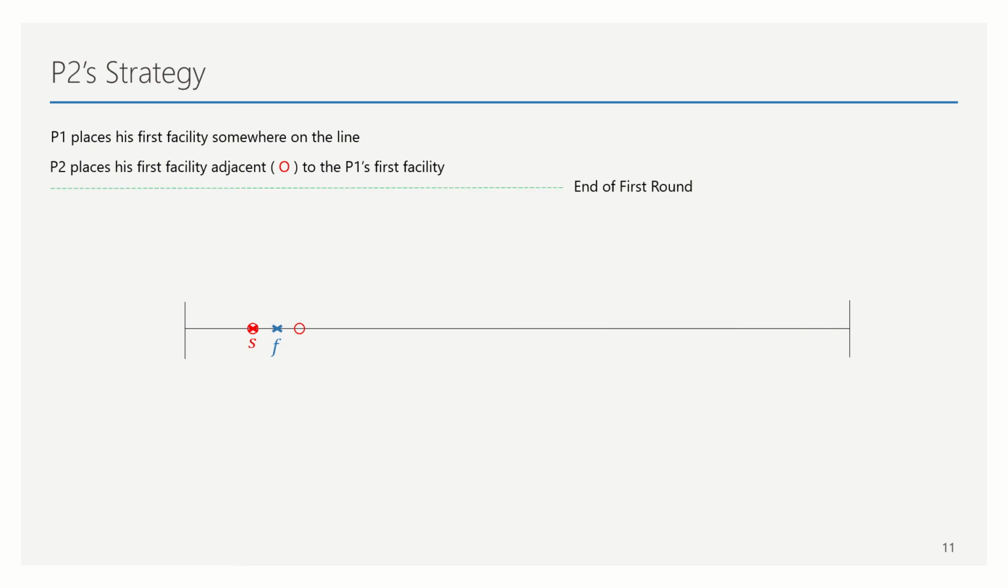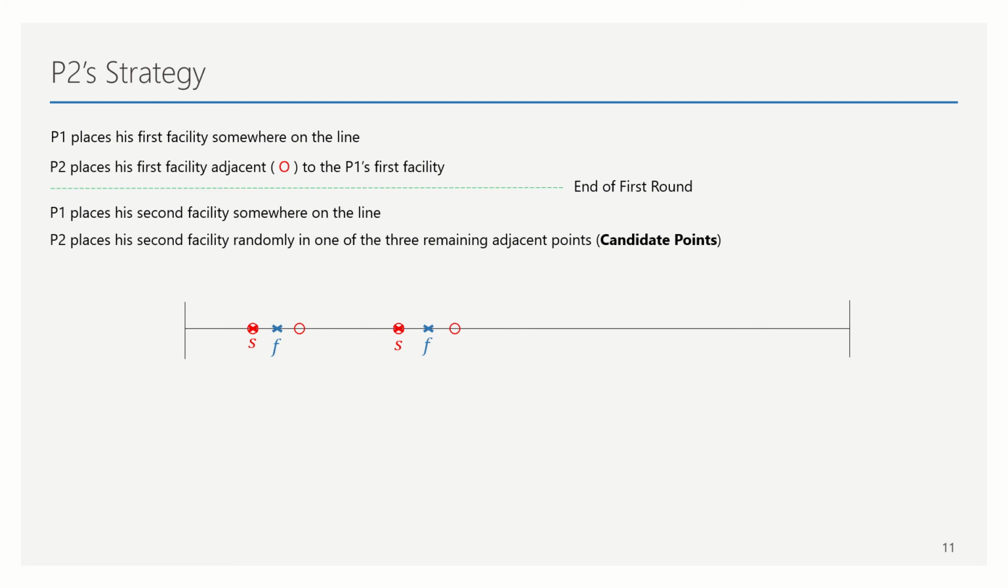Now, P1 selects his second facility on the line segment. Again, players know the nearest user on each side of the facility. Now P2 selects uniformly at random one of the three remaining candidate points. And the game is finished at this point.